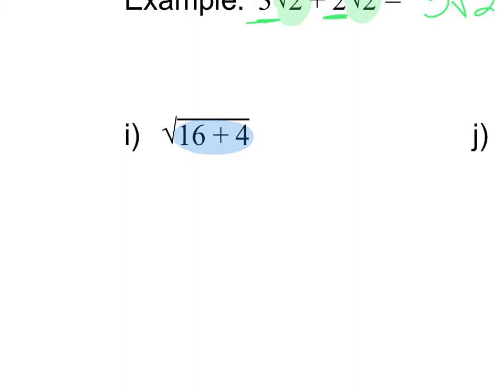So this is like the square root of 20, because 16 plus 4 is 20. Okay, can you simplify? You always have to check on these. Can you simplify? It's like a fraction. Can you reduce it? Yep, you can. This breaks up into the square root of 4 and the square root of 5. So that becomes 2 square roots of 5.